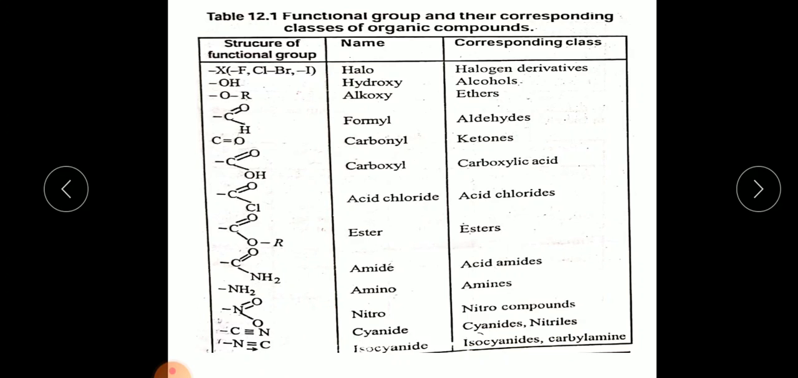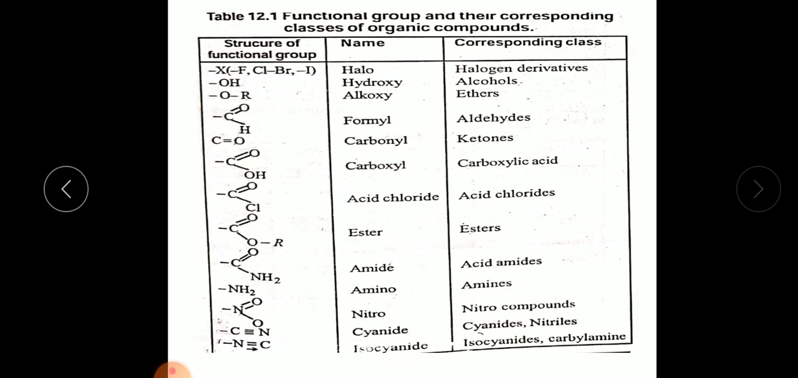In our next classes we'll be studying nomenclature. There we'll again see the naming of these compounds. For the time being, just remember that these functional groups have their class names as shown, and their names in this form.